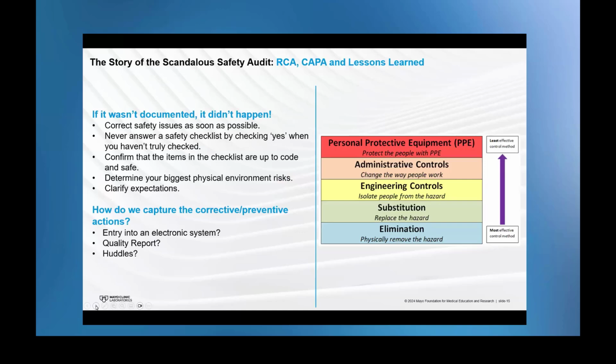So what do we learn from this? Again, we're not going to do the whole root cause and corrective and preventive action in this one slide, but my favorite saying in the laboratory, and I hope you know it too, is that if it wasn't documented, it didn't happen. So that frayed electrical cord was probably checked off as yes, all cords are intact. Clearly it wasn't. Obviously, we want to correct safety issues as soon as we possibly can.